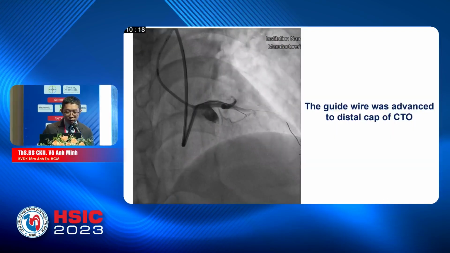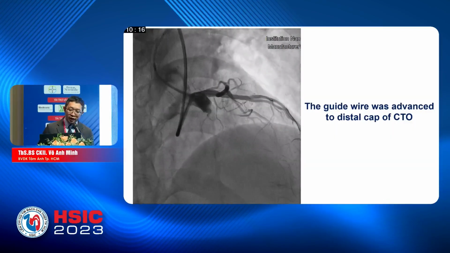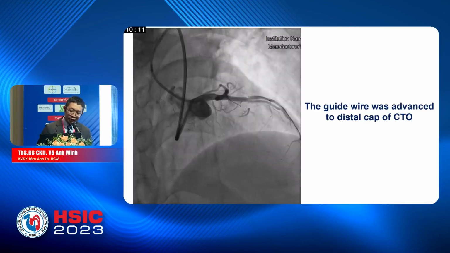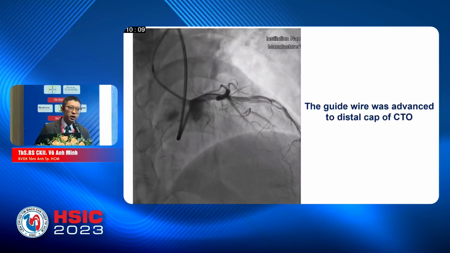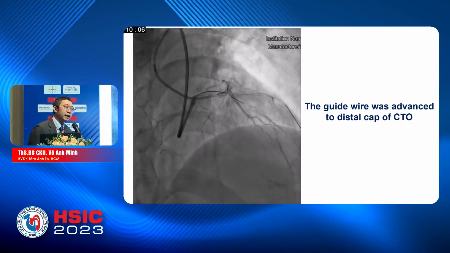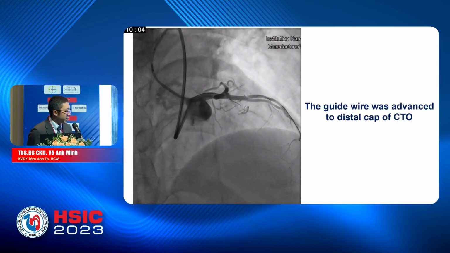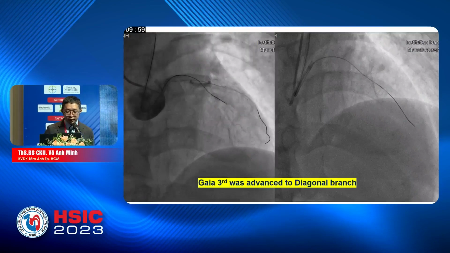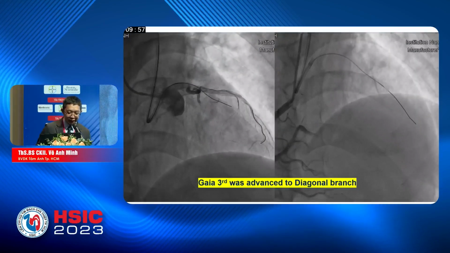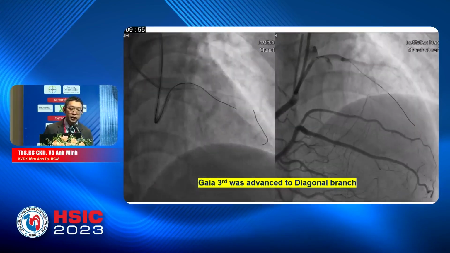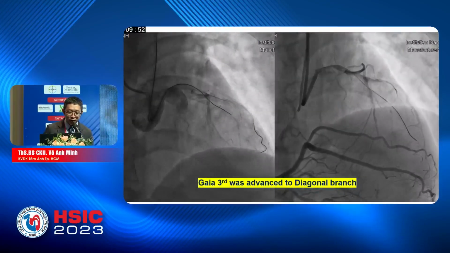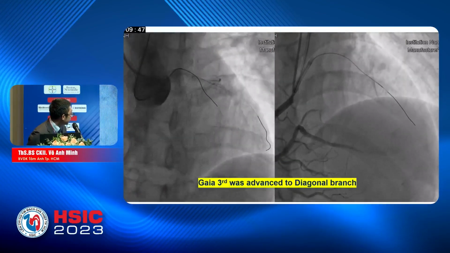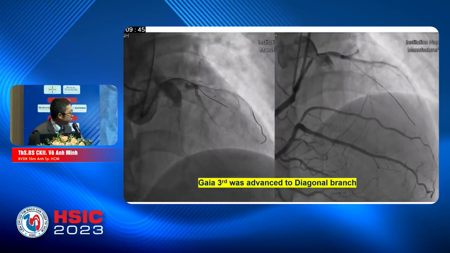Then the guide wire was advanced to the distal CTO body. But now it's hard to push the guide wire past the distal cap of the CTO. And then we escalated to the Gaia Third for stiffer and stronger support. Luckily, the Gaia Third was advanced successfully to the diagonal branch. With manual rotation, the Gaia is already in the true lumen.